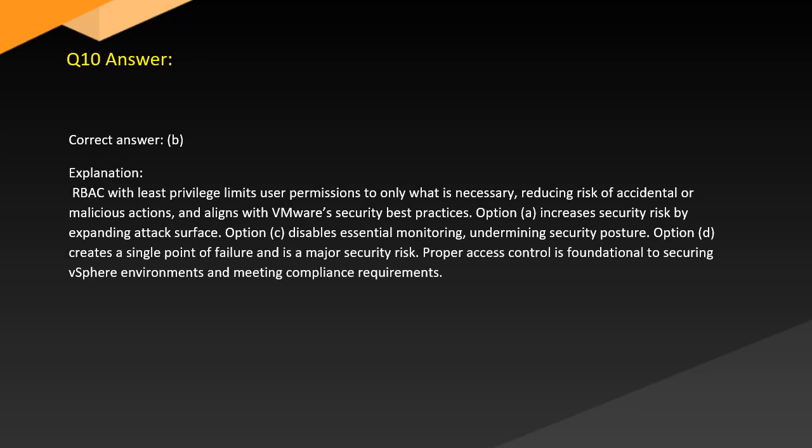Answer. Correct answer, B. Explanation. RBAC with least privilege limits user permissions to only what is necessary, reducing risk of accidental or malicious actions and aligns with VMware's security best practices. Option A increases security risk by expanding attack surface. Option C disables essential monitoring, undermining security posture. Option D creates a single point of failure and is a major security risk. Proper access control is foundational to securing vSphere environments and meeting compliance requirements.